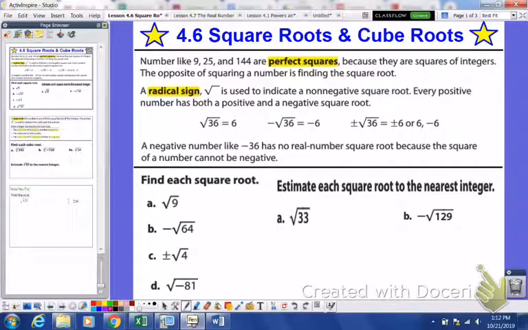Here we go with section 6. In this section, we're going to be talking about square roots and cube roots. So we're basically doing the opposite of what we've been doing with our exponents so far this chapter.